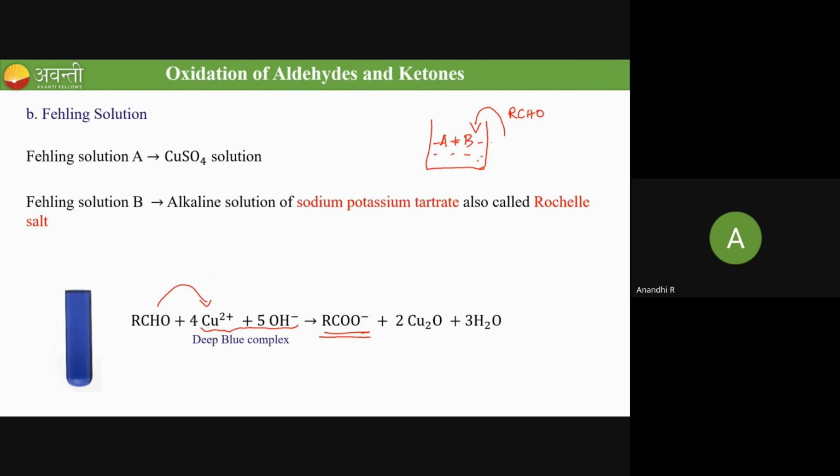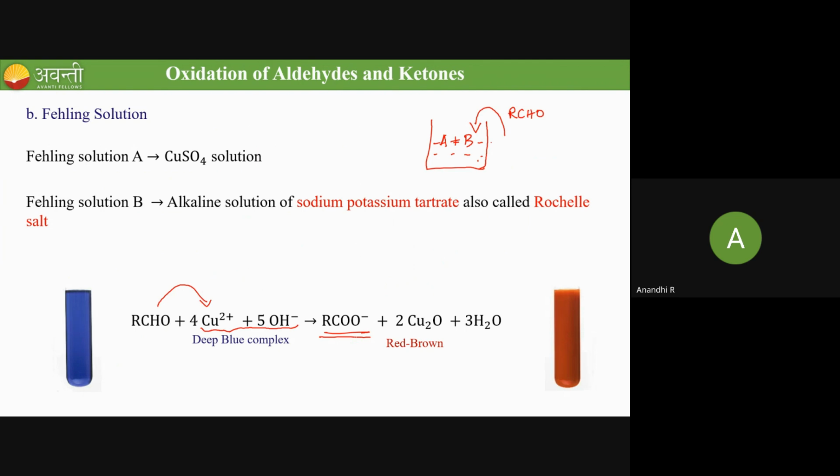So how do we find out whether the aldehyde has got oxidized or not? Just by seeing it. The deep blue color complex of this Fehling solution will be converted to red-brown. You will get a red-brown kind of precipitate in your test tube. If you get the red-brown color at the end, then you can conclude that the aldehyde has got oxidized.